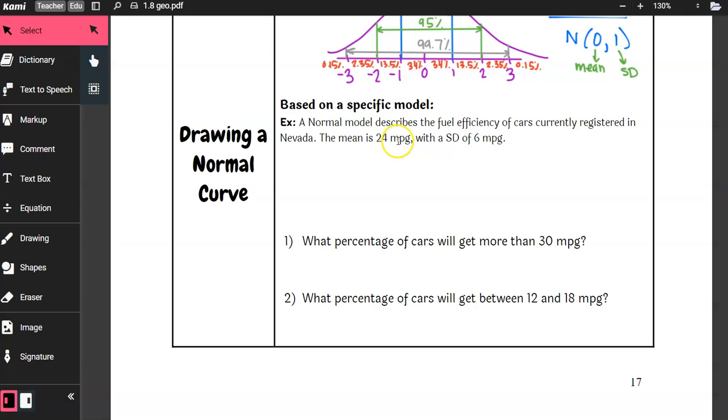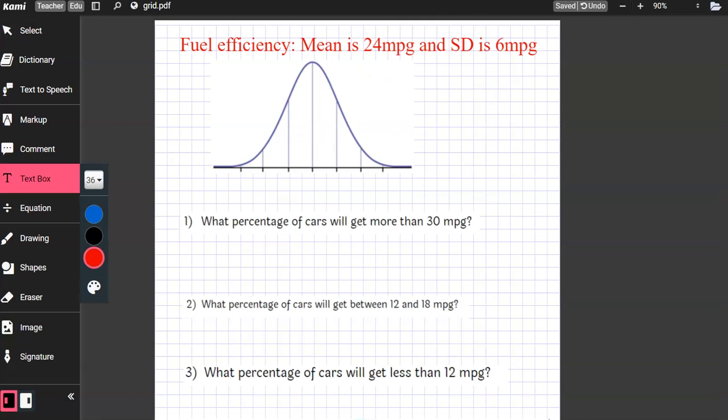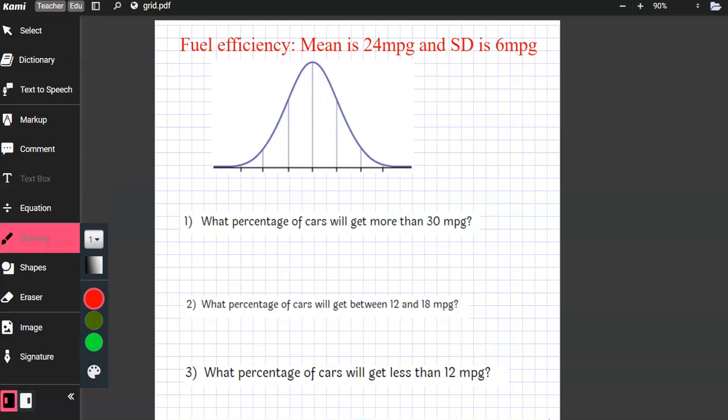Fuel efficiency, so this is miles per gallon with a standard deviation of 6 miles per gallon. The first thing that we do here is we're going to draw our curve. So here I have a little template, and then I'm going to write some things in it and label my graph appropriately.